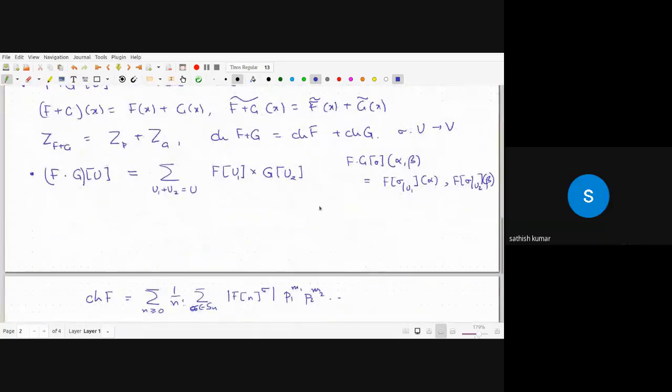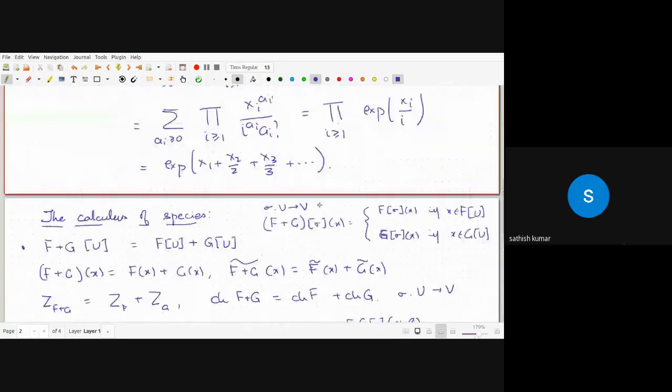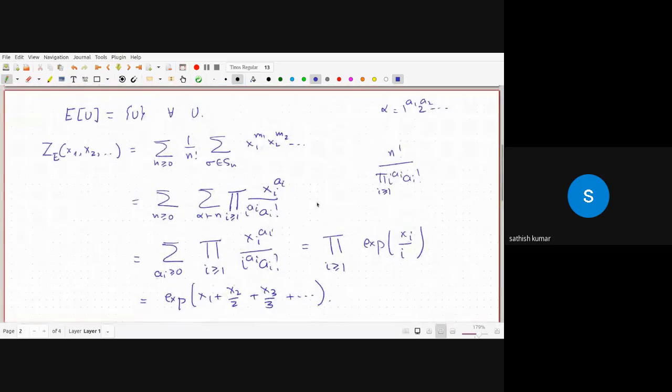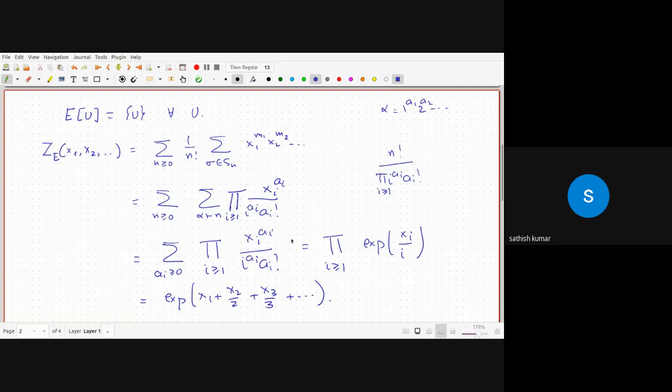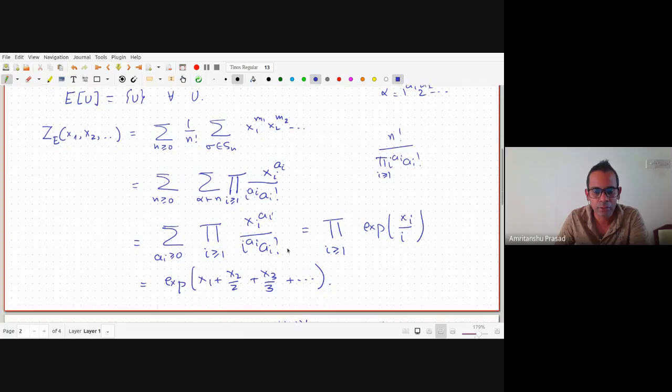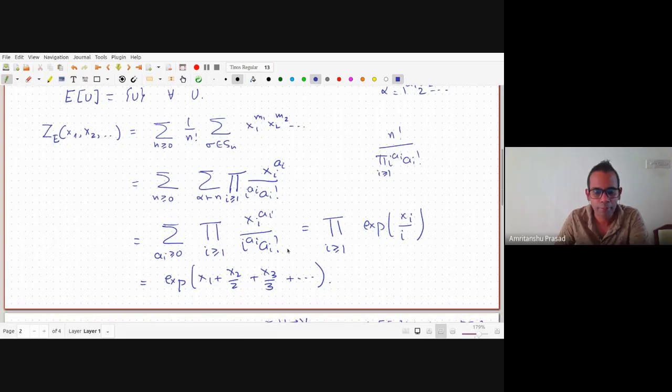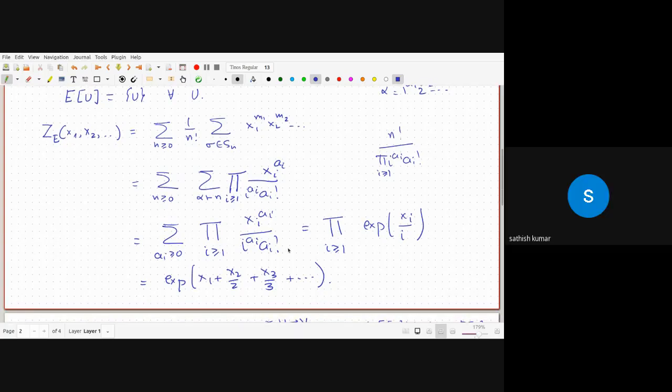Sir, I have one question. Are we allowing infinite sums here? In the third step, ai is bigger than 0. So all but finitely many ai's should be 0, right? We are taking only finite sequences, no? Cycle types, they terminate.